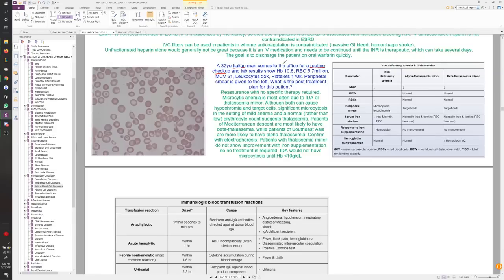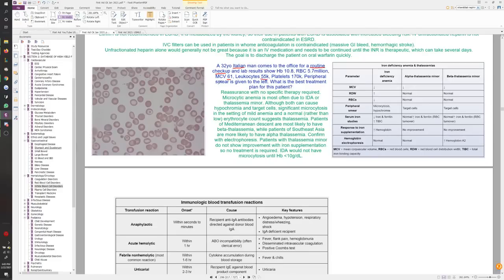Sometimes there will be something that's wrong, but more often than not this is the case. So this person comes in, routine checkup, and lab results show hemoglobin 10.8, red blood cells 5.7 million, a very low MCV, 61, leukocytes 55K, platelets 170K. Peripheral smear is given to the left. Well, leukocytes 55K, 5,500? No, 55,000, right. We could probably ignore that, maybe not, but either way, we'll keep it on the radar.